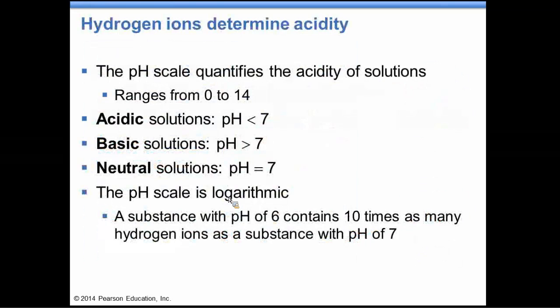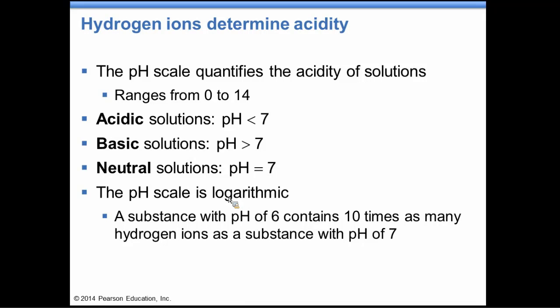Hydrogen ions also determine acidity. In aqueous solutions, a small number of water molecules split apart, each forming a hydrogen ion and a hydroxide ion, H+ and OH-, respectively. Solutions in which the H+ concentration is greater than the OH- concentration are acidic. The reverse case creates solutions that are basic or alkaline.